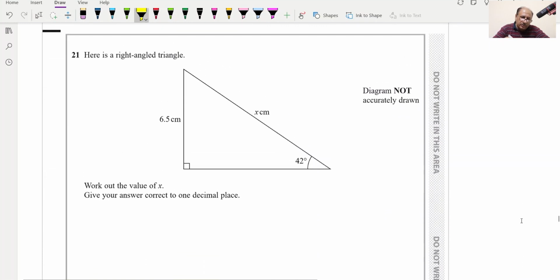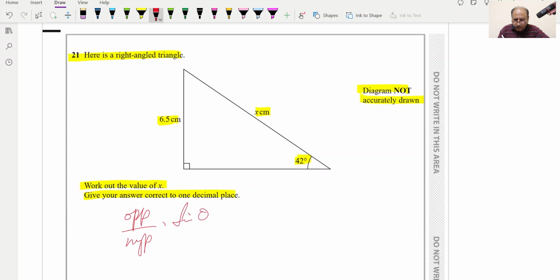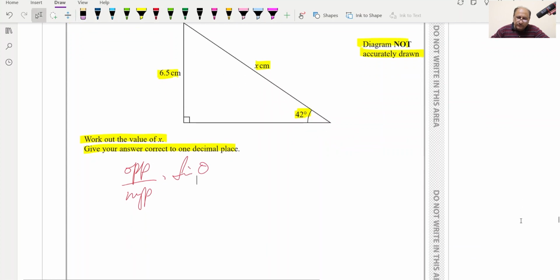Now question number 21. Here's a right angle triangle, diagram not accurately drawn. Work out the value of x, as this is x. The hypotenuse length is required. Give your answer correct to one decimal place. We have the opposite side and we have the angle also. So opposite over hypotenuse will be sine. So opposite over hypotenuse is equal to sine of theta, and we can use this.